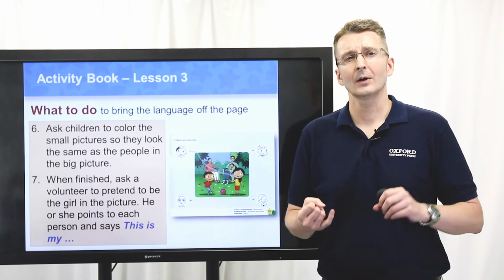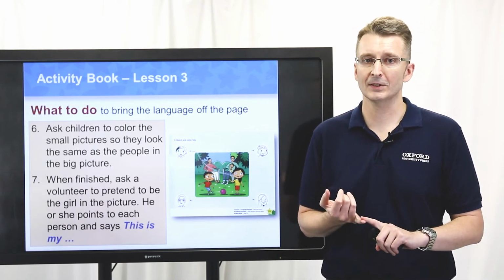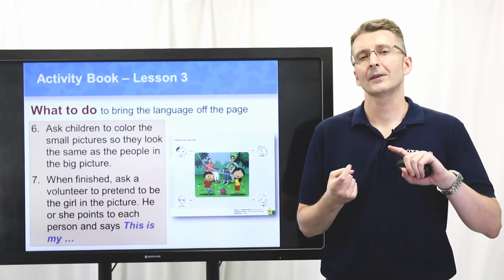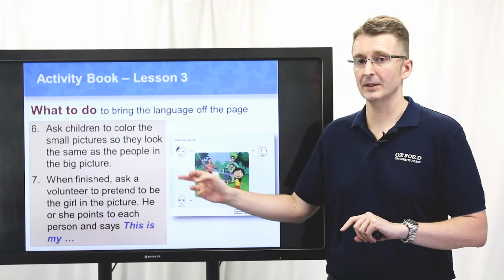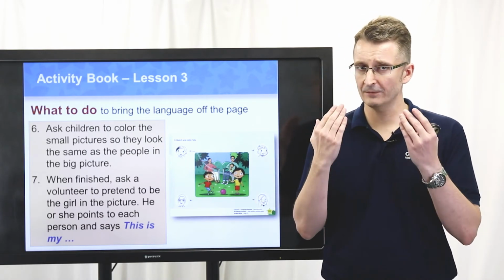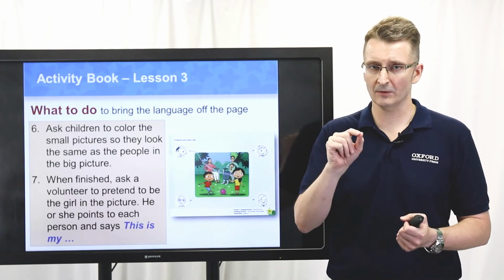Okay, so let's recap. What have your students developed by doing this activity? Well, many things. They've matched pictures in the scene to a related, isolated picture, and that requires visual perceptual skills. They have also drawn lines to match the pairs of pictures.